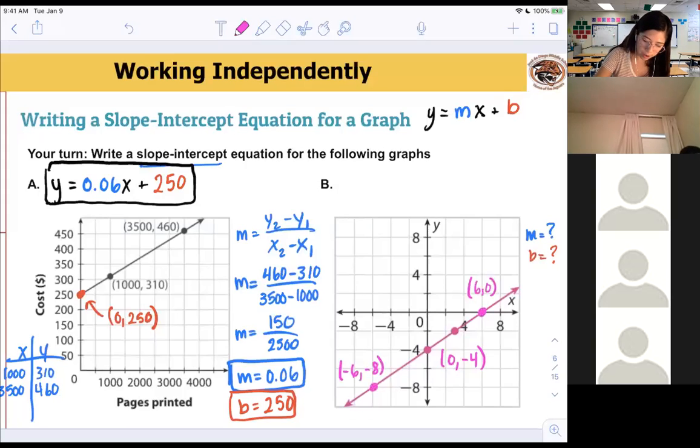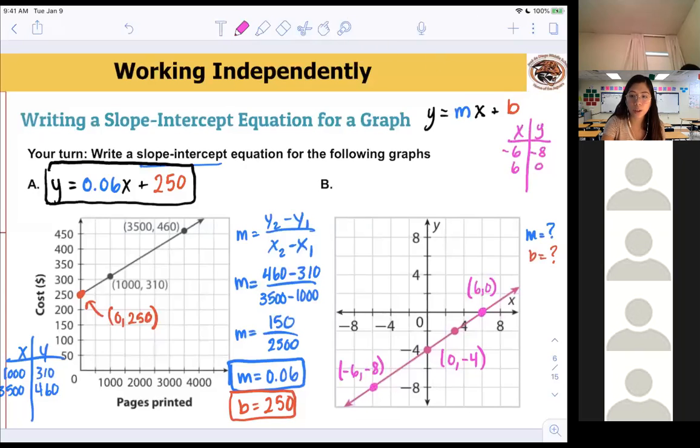For now, I'm going to use (-6, -8) and (6, 0). So I'm going to use those 2 points. Because in the last problem I did the formula, would anyone like me to do rise over run? Anyone want me to show how to do rise over run? You can give me a thumbs up.